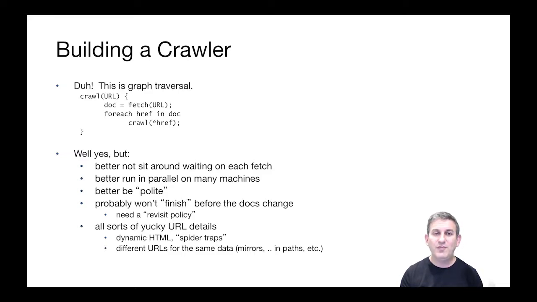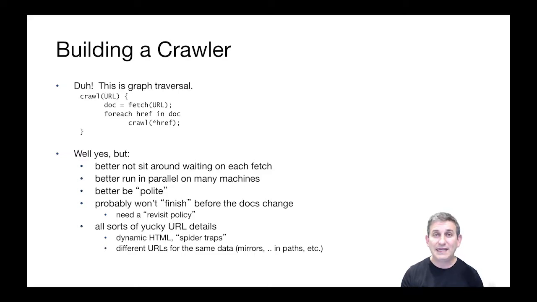First of all, you'd better not sit around waiting on each fetch. As you know from clicking around the web, fetching a URL takes a little while. Computers are a lot faster than that. So we better do something clever and not just sit around waiting for each fetch to return sequentially. We'd better run this thing in parallel on many machines because the web is really big, and if we have any hope of crawling it, we're going to need to use multiple machines to do it.